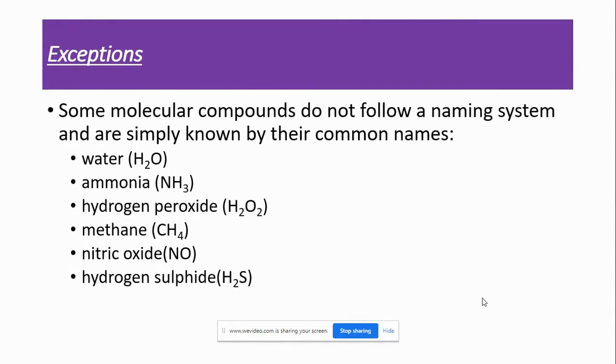Okay, some exceptions. Some molecular compounds don't follow a naming system, and you just name them by their common names. So for example, with 2 hydrogens and water, H2O, you don't say dihydrogen monoxide, you just say water. For NH3, you don't say nitrogen trihydride, you say ammonia. For hydrogen peroxide, H2O2, you just say it by its common name. Okay, and so on.